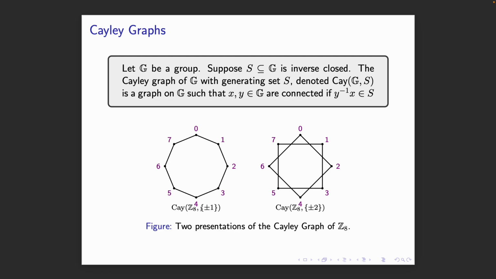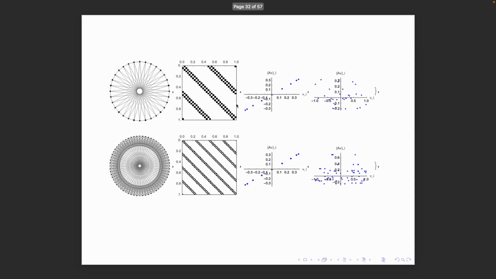So below, I have two presentations of the group of integers mod 8 with respect to different generating sets. On the left, the generators are -1 and +1. So that means that 0 will be connected to 1, and it will be connected to -1, which in this group is 7. -1 and 7 are the same here. On the right, we use +2 and -2 to generate the graph. And so now a vertex is connected to itself +2 and itself -2.